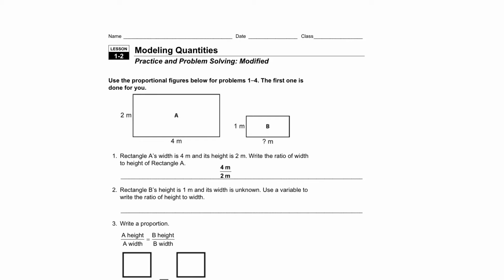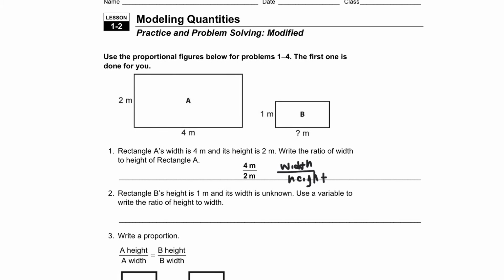Now, if I was to tell you that rectangle A's width is 4 meters and its height is 2 meters, write a ratio of the width to the height of rectangle A. So the idea here is that we're comparing those two things. We're comparing its width to its height. Since we wanted to use the width to the height, we write that as the fraction where it would be the width divided by the height. As long as we know how to recognize those as being part of that figure, then we'll be okay.